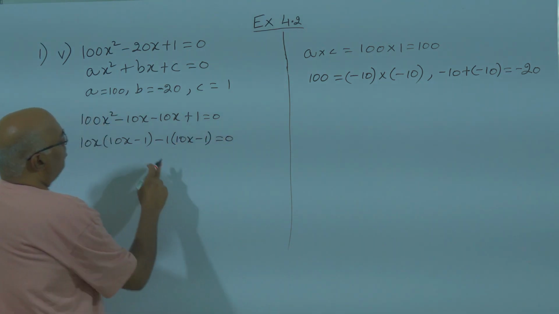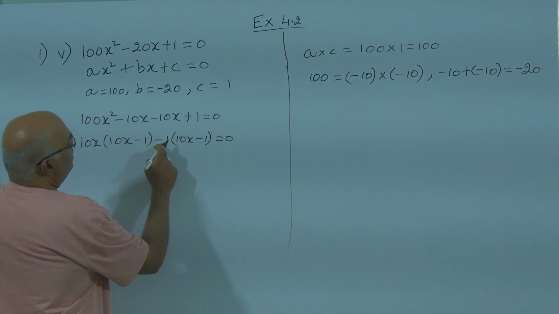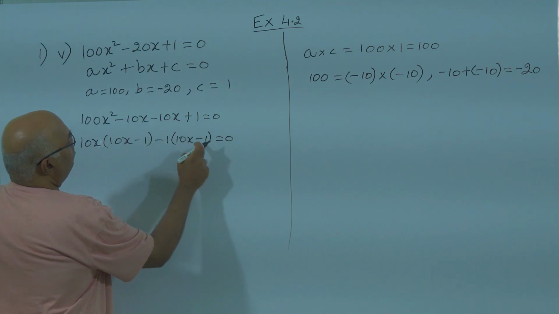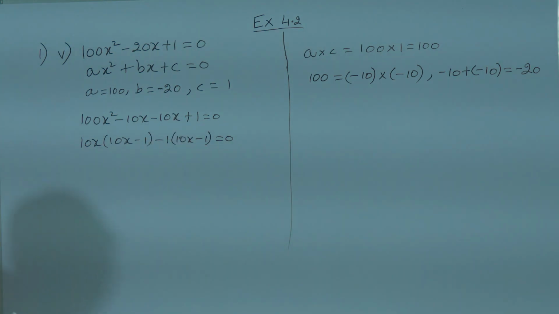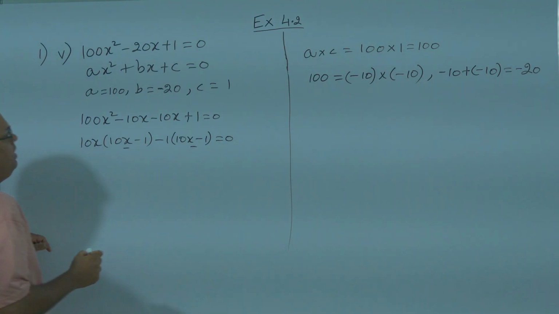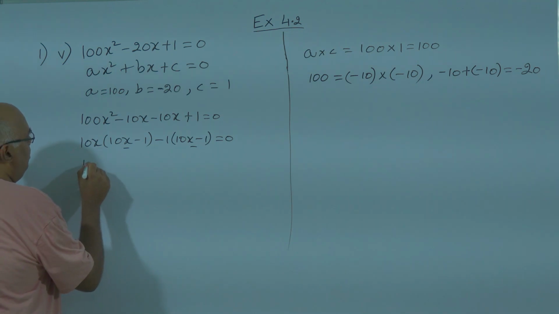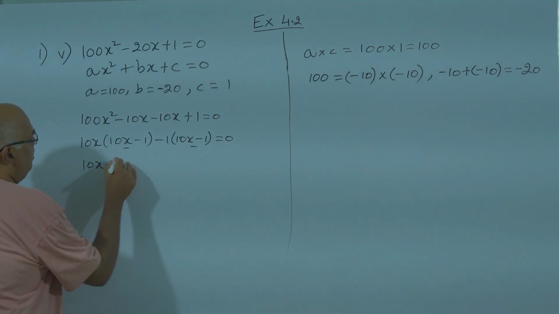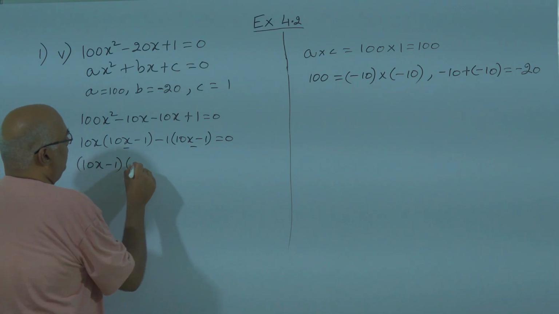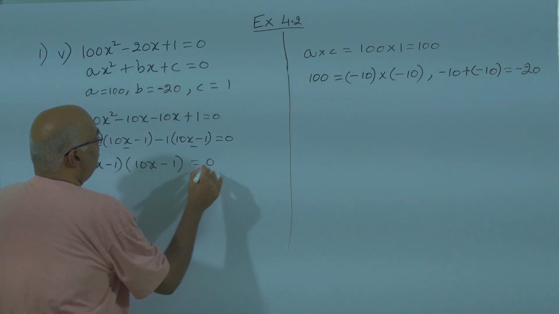In the same way, I will take minus 1 common, so I will get 10x minus 1 is equal to 0. Observe here, minus 1 into 10x is minus 10x, minus into minus is plus, 1 into 1 is 1. So I am getting 10x minus 1 at both the places. So I can take 10x minus 1 as common. If I take 10x minus 1 common, I will be left with another 10x minus 1, and this is equal to 0.